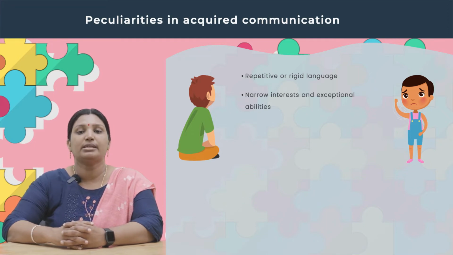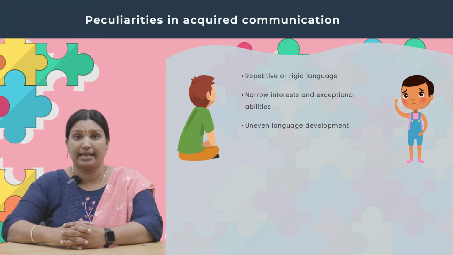Narrow interest and exceptional abilities. Some children may have in-depth knowledge about some topic, and they will be fond of talking about that topic and listening to talks about that topic, even though they may not be able to carry out a two-way conversation about the same topic. Usually it will be a monologue.